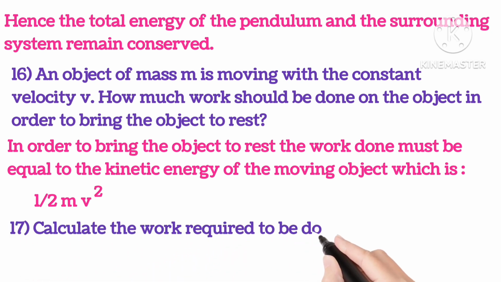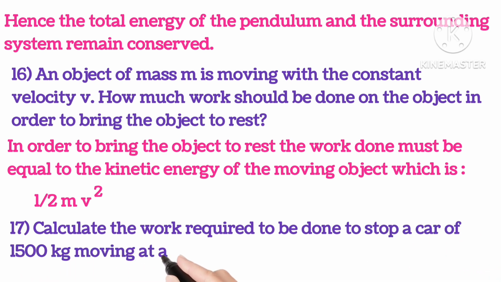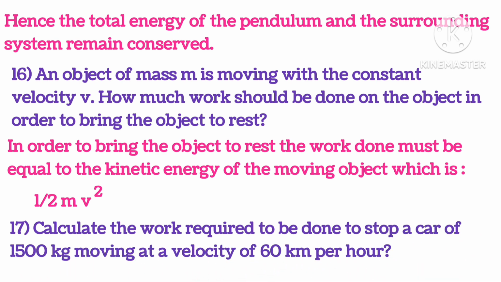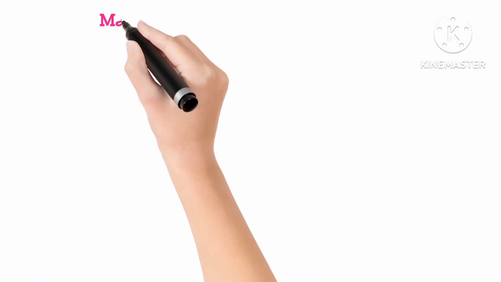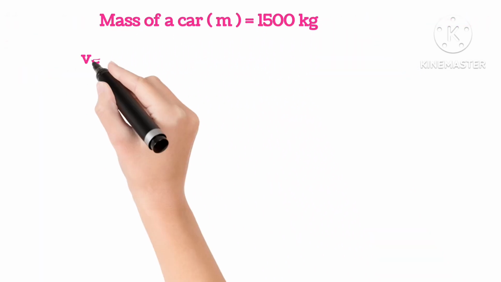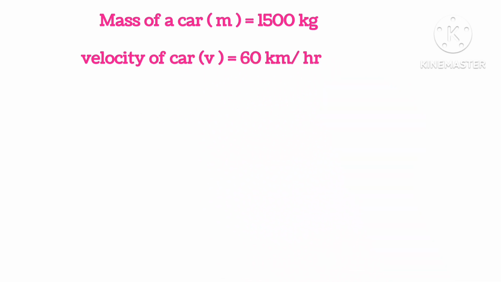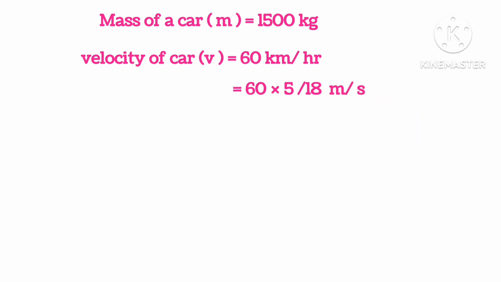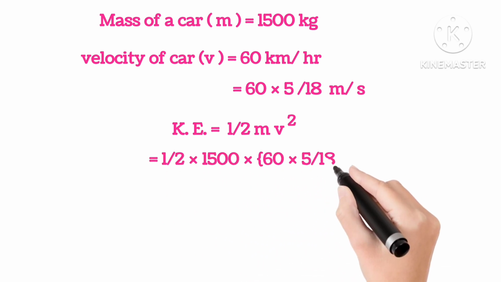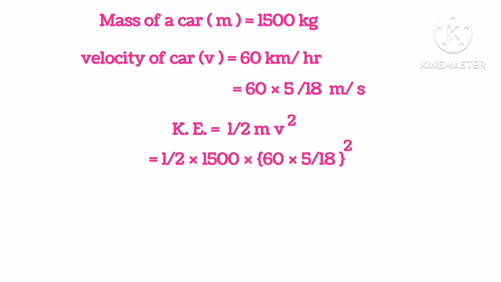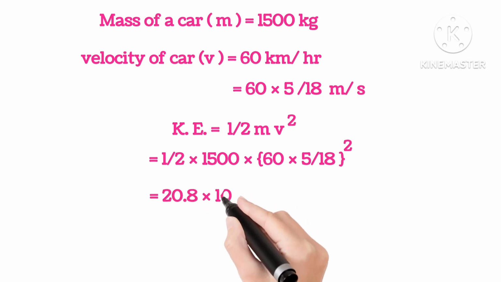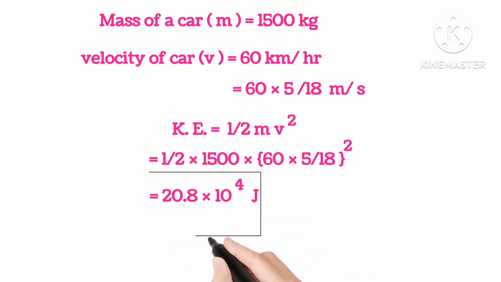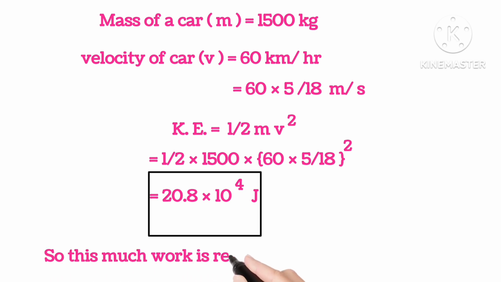17. Calculate the work required to be done to stop a car of 1500 kilograms moving at a velocity of 60 km per hour. So given, mass of the car is 1500 kg, velocity is 60 km per hour. Changing it into meter per second, we multiply it by 5 by 18. So kinetic energy is equal to half mv square. Putting the values, we get kinetic energy is equal to 20.8 into 10 to the power 4 joules. So this much work is required to stop the car.